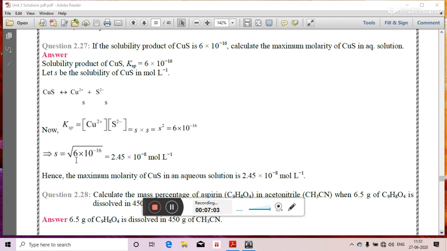So S, that is solubility, is equal to the square root of 6 into 10 raised to minus 16. The square root of 6 is 2.45 and the square root of 10 raised to minus 16 is 10 raised to minus 8. So the answer is 2.45 into 10 raised to minus 8 mole per liter. Hence, the maximum molarity of CuS in an aqueous solution is 2.45 into 10 raised to minus 8 mole per liter.